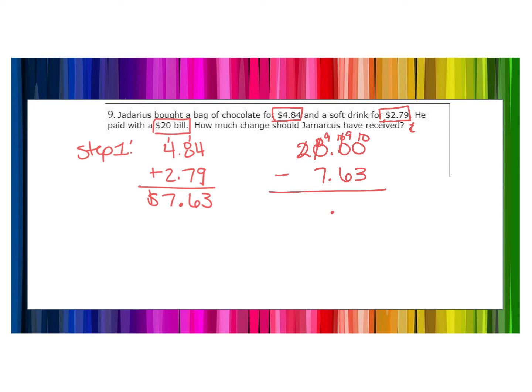10 minus 3 is 7. 9 minus 6 is 3. 9 minus 7 is 2. This became a 1, so he has $12.37 left.